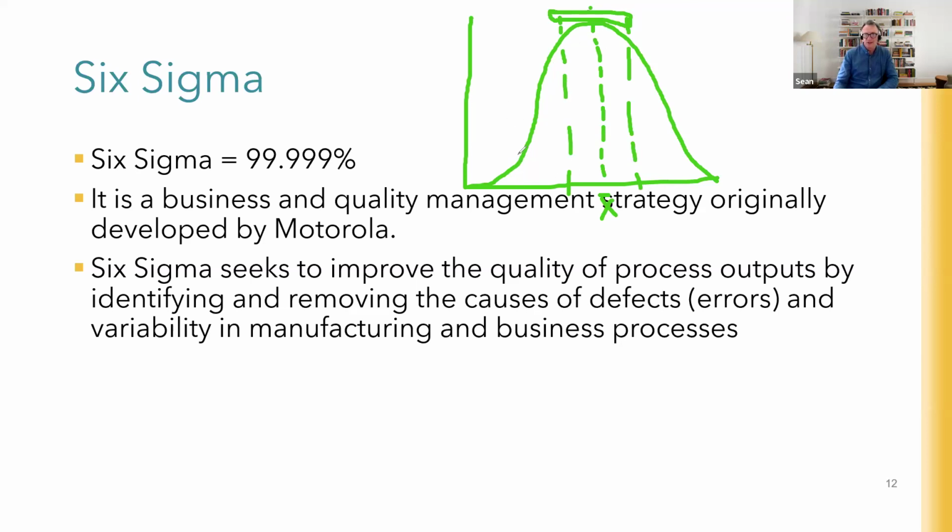Three standard deviations either side of the mean out here would account for about 99 or 99.5%. And six standard deviations either side of the mean should account for 99.999% of a population in a normal distribution. So it's basically just saying no mistakes ever.